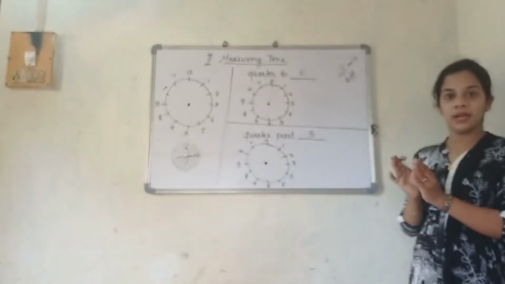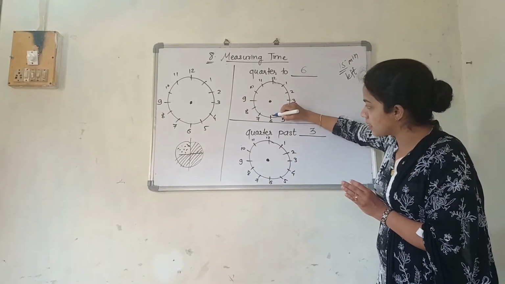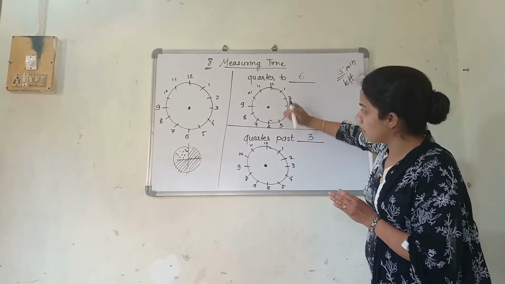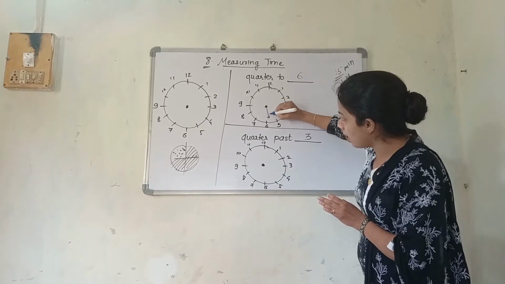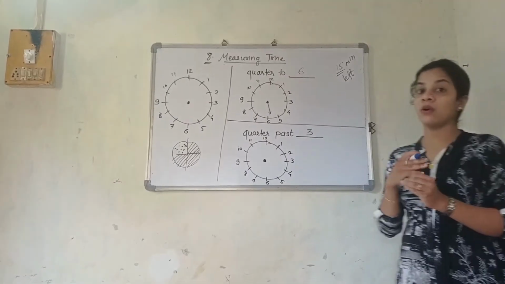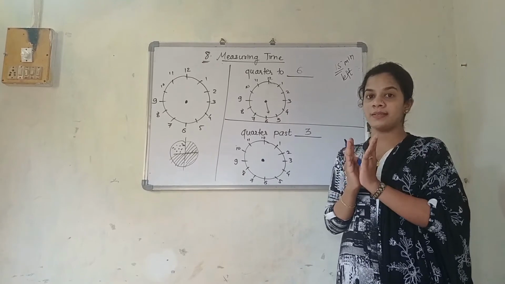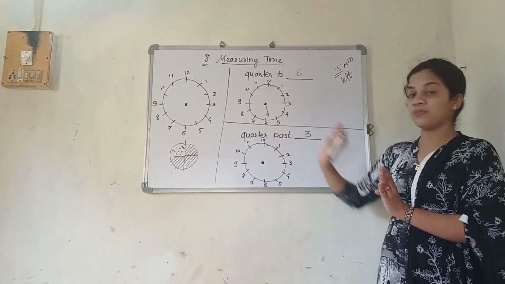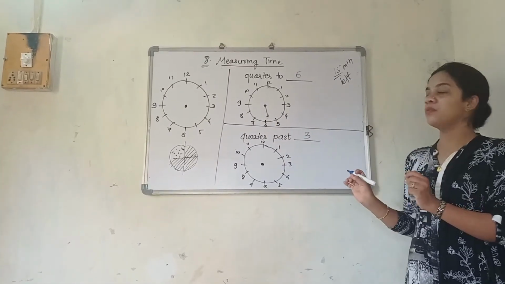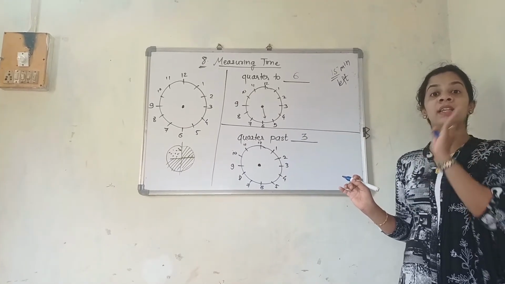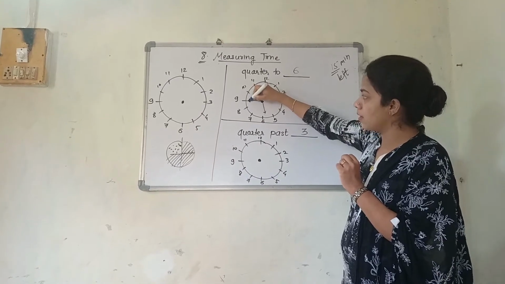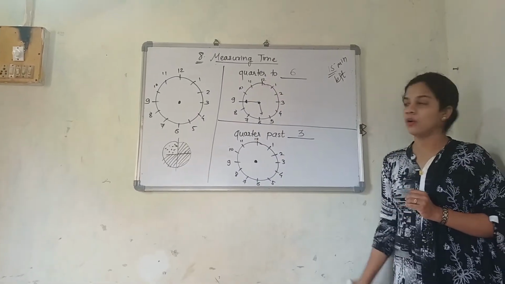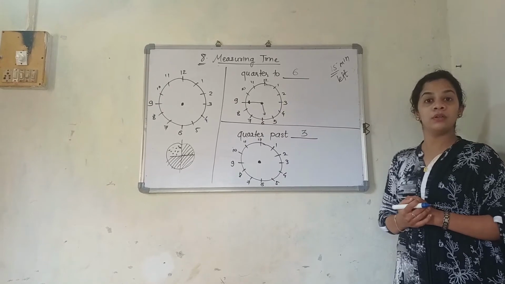So now see here, quarter to 6. It means 6 is not yet done, so it is somewhere near 6 and near 5. So our minute hand will be near 5 and near 6. It will not cross 6 because there are still 15 minutes. And the minute hand is what? It is quarter to. Quarter to means there are still 15 minutes for 6. So your minute hand will be over here. The biggest hand will be over here. So this is the representation of quarter to 6.